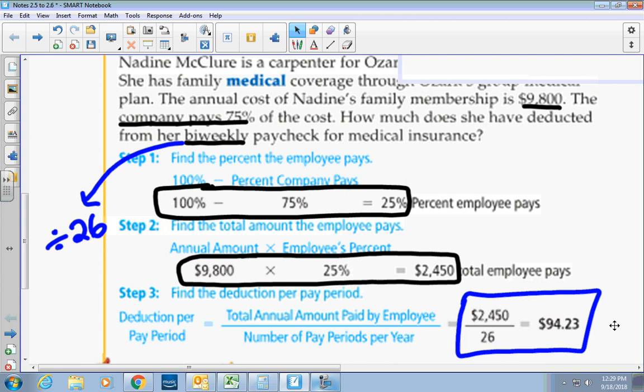So step number 1, calculate the employee percent. Step number 2, calculate the yearly total. And step number 3, divide it by 26 so we know how much per paycheck is deducted. And $94 is pretty cheap for medical. I pay about $400 a paycheck for medical.